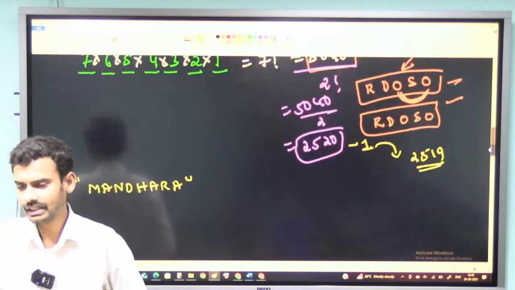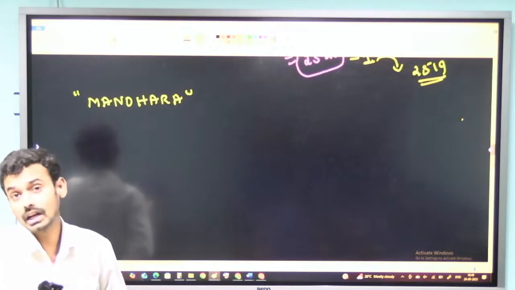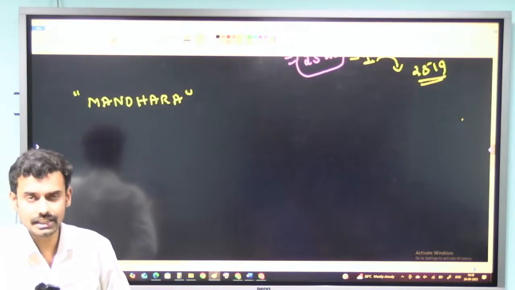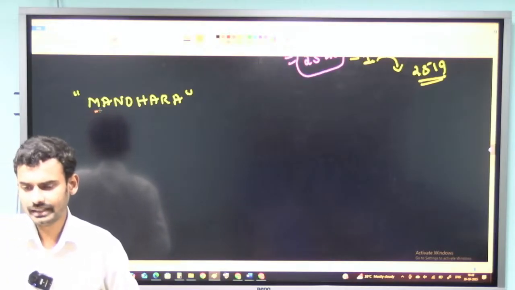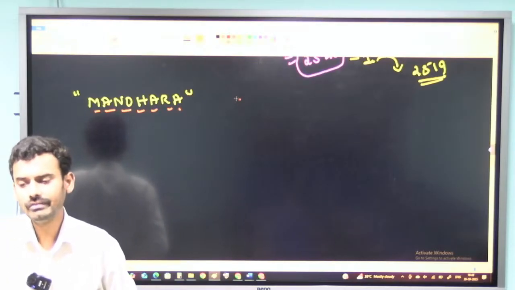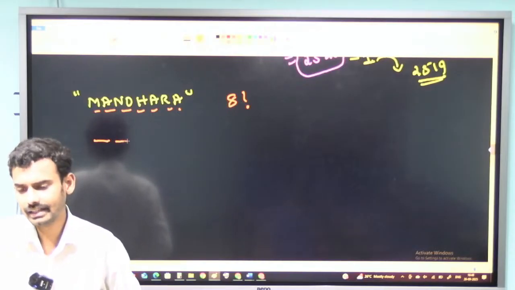Coming to the next question. In how many ways can you arrange the letters of the word Manohara? Now I have taken one A extra. Now if you observe, the total number of letters is 8. So in how many ways can you arrange them? You can arrange them in 8 factorial ways, or else I can even write like this.